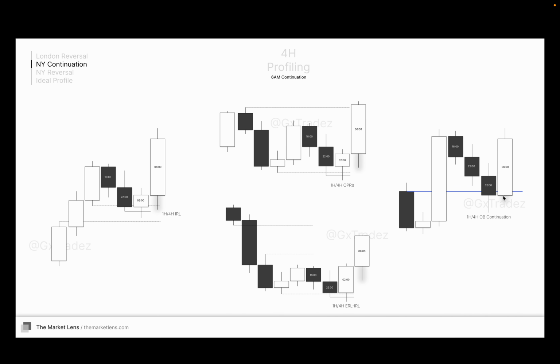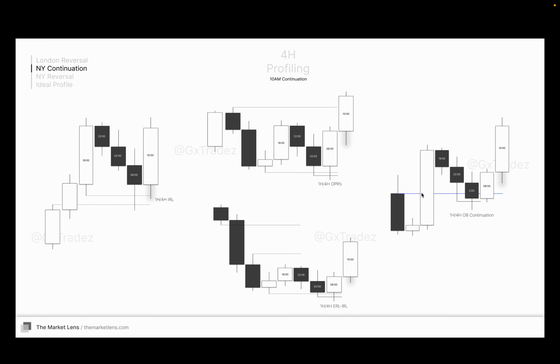So you're going to wait for this 6 a.m. to continue away from that 2 a.m. low. So now this is 10 a.m. continuation. So 10 a.m. continuation is when either 2 a.m. sets a low of day or 6 a.m. sets a low of day. Doesn't matter. So here's an example of 6 a.m. setting a low of day, hitting internal range, right? And then 10 a.m. continues towards Asia session highs.